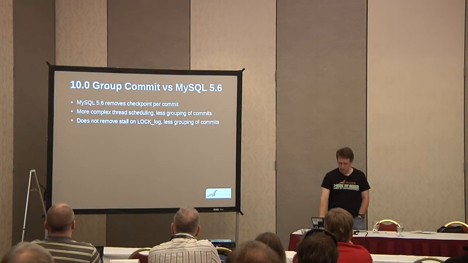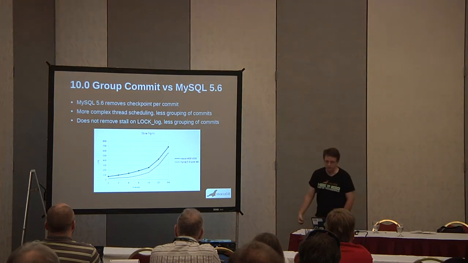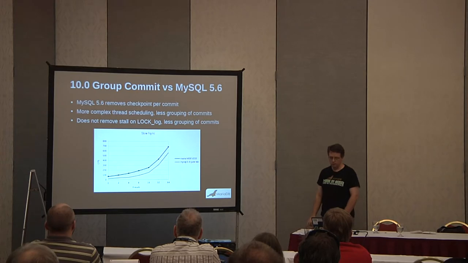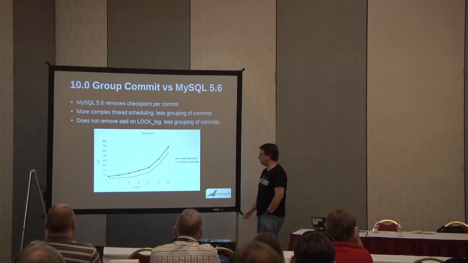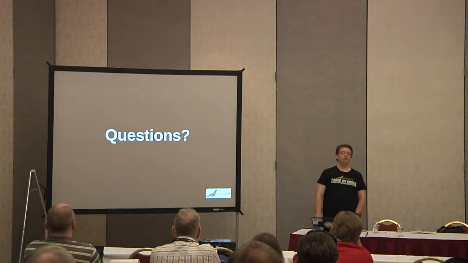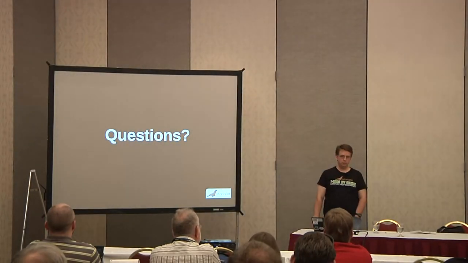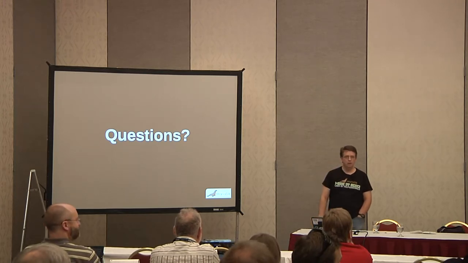The last pretty chart is comparing group commit, because 5.6 also has a group commit feature that they implemented. We of course ran a benchmark against it, and ours was still slightly better, which is always nice. Okay, now that I've shown you the pretty pictures, all right, any questions?